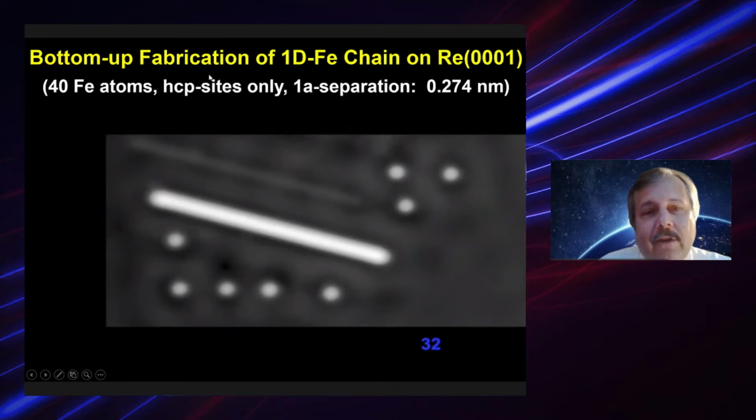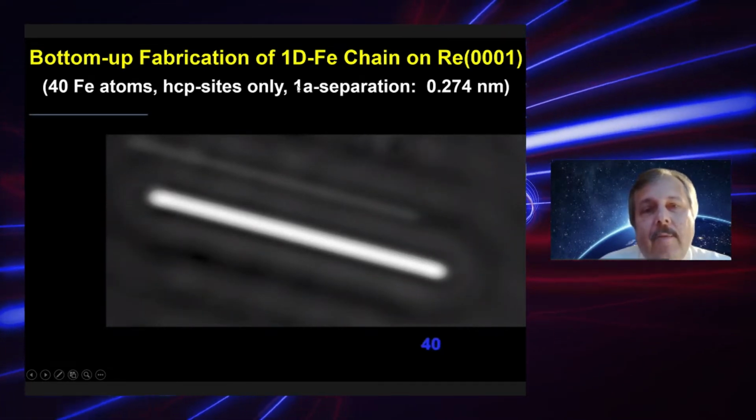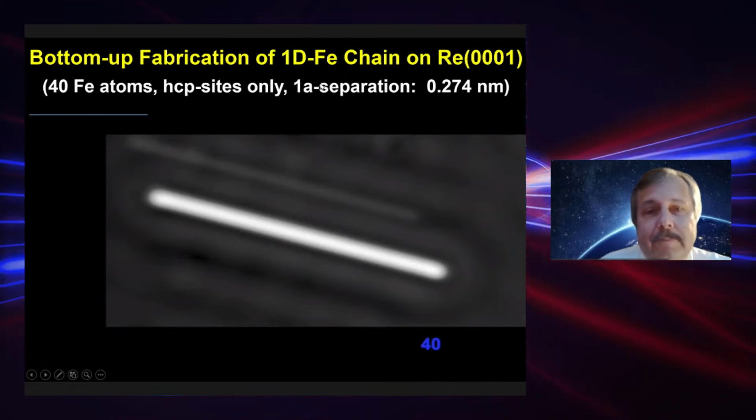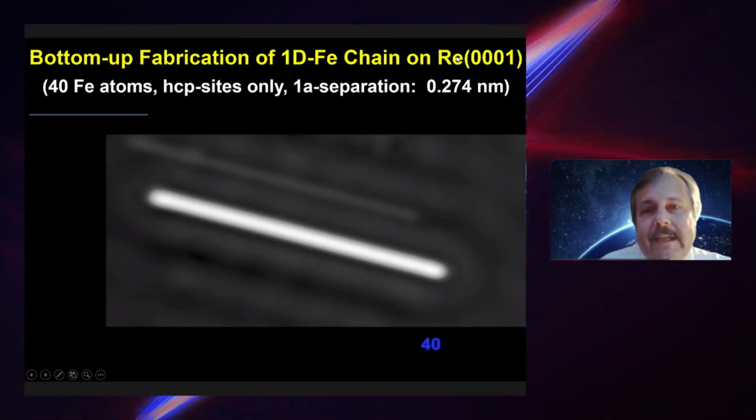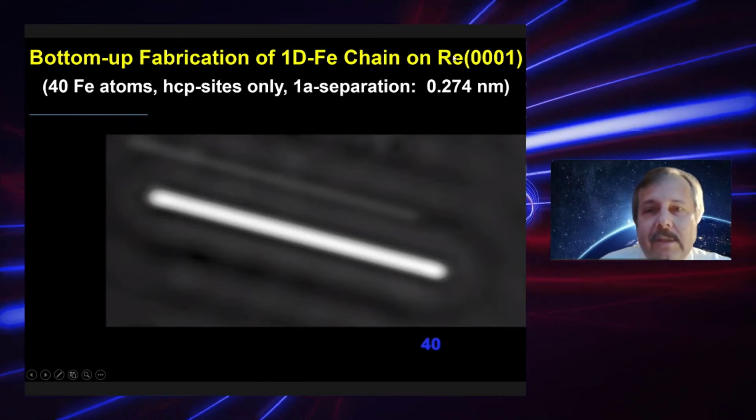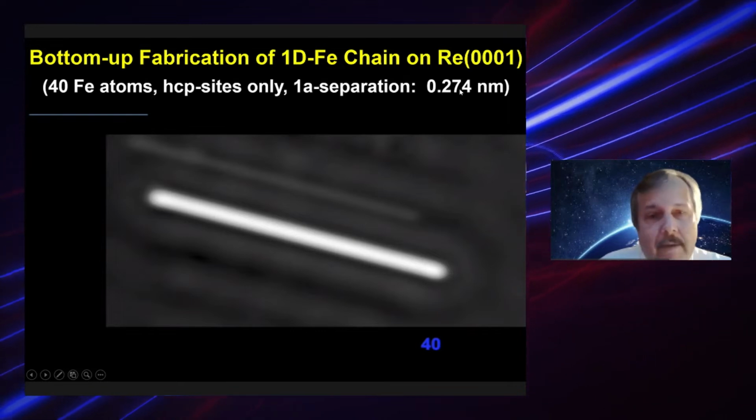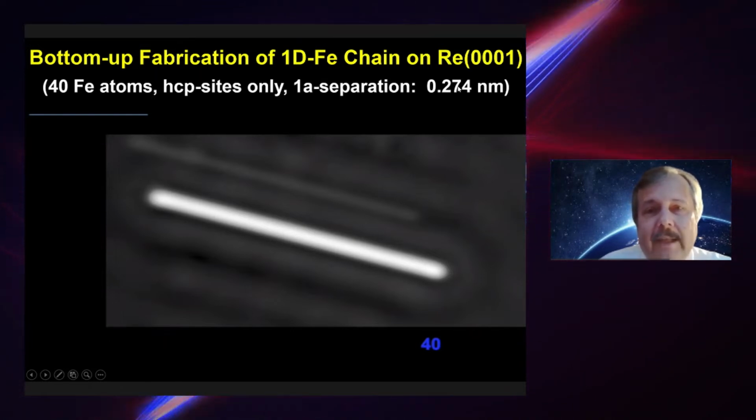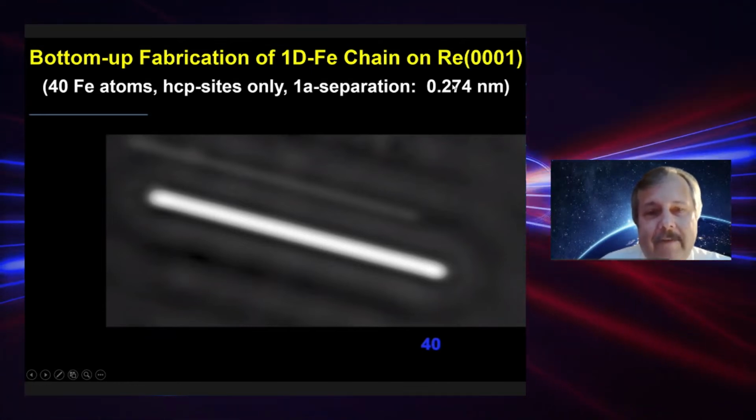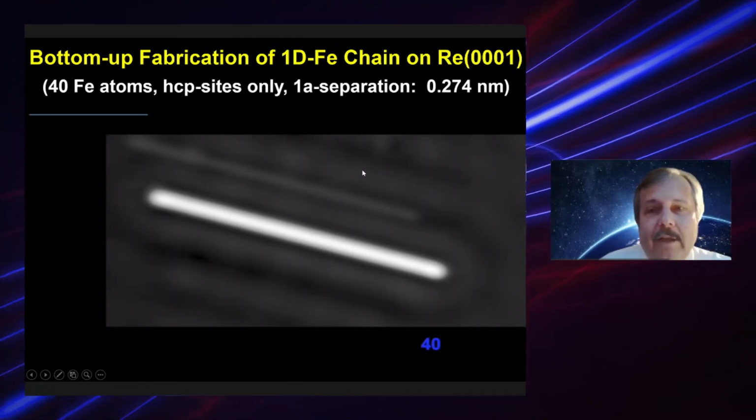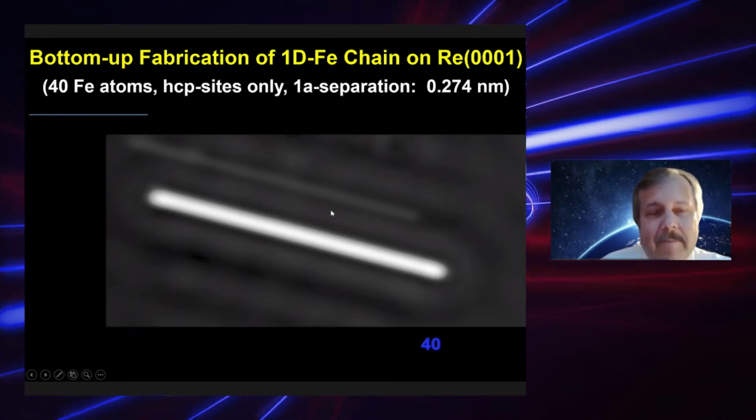We make sure that all these iron atoms reside on HCP adsorption sites. We basically create a chain with close packed spacing between the atoms, and so the periodicity of the iron atoms is basically given by the periodicity of the rhenium 0001 substrate, which is 2.74 angstroms. So we have everything under control experimentally, and so later on, as you will see, we will be able to really compare then the theory in a one-to-one fashion. There's no ambiguity left. We control everything atom by atom.